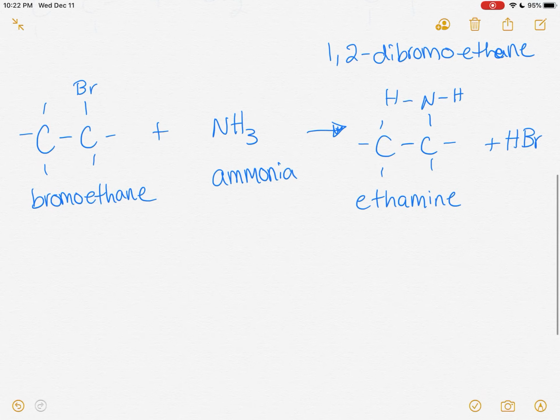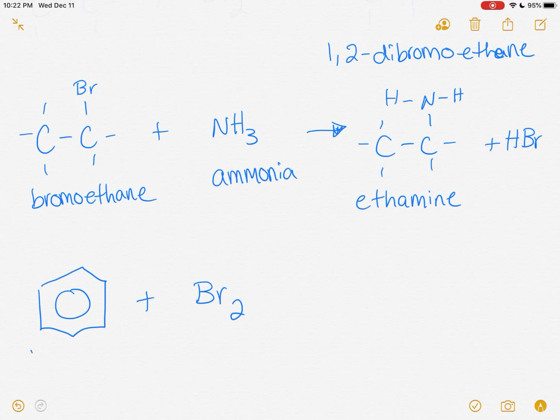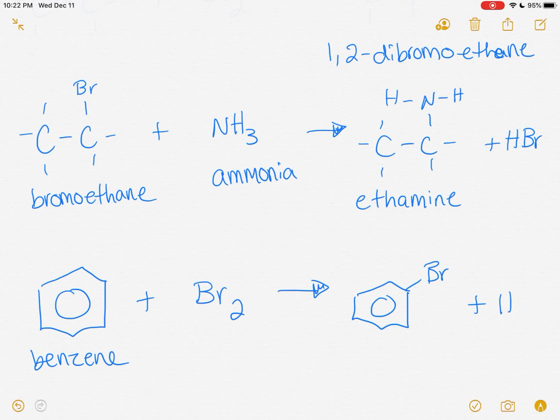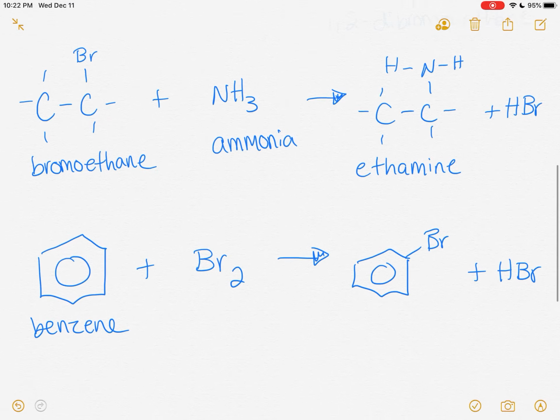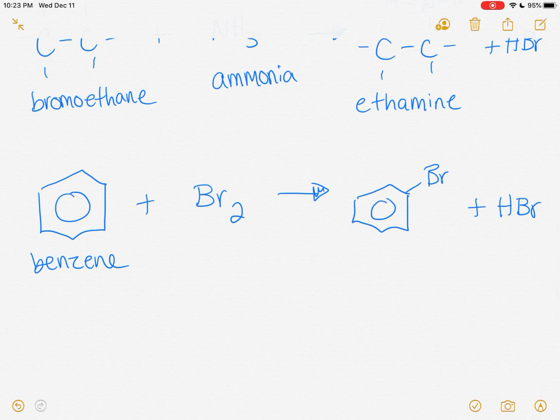All right, we can also do substitution onto benzene rings. So we have a benzene ring here, and we can substitute halogens onto it. So this is benzene. And we can substitute bromines. We'll substitute one at a time, and so we'll have a hydrogen bromide left over. Okay, and so this would be bromobenzene.